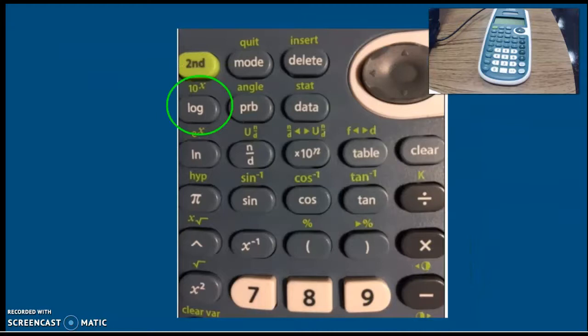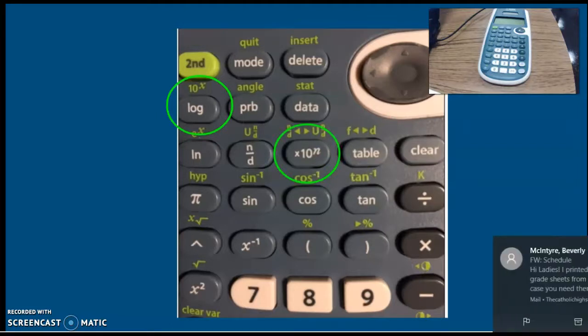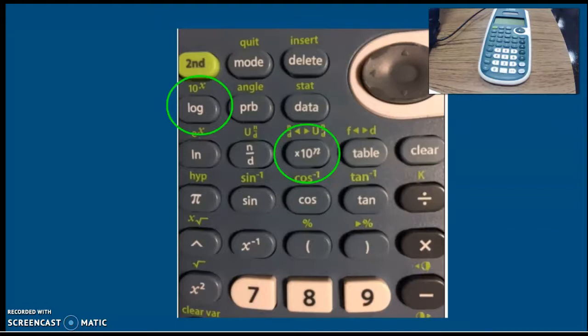All right, as we look a little closer up, I wanted to point out the two that we are going to be using. So this first one is the log, and then the second function is the 10x. So we need that 10x when we're dealing with exponents. And then for scientific notation, we're going to use that times 10 to the n function. Some calculators I've seen this is written as EE or EXP. So locate that button on your calculator.